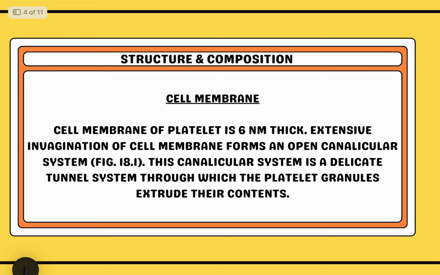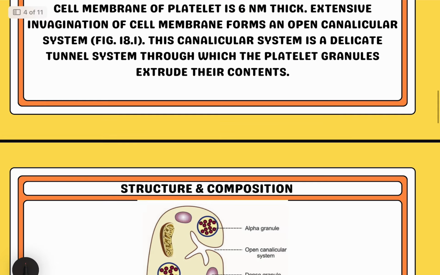So, first starting with the cell membrane. The general description of the cell membrane is that it is 6 nanometers thick, and extensive invagination of the cell membrane forms an open canalicular system. This canalicular system is a delicate tunnel system through which the platelet granules extrude their contents. Before explaining this canalicular system, I'd like to show you the diagram of how it really looks.